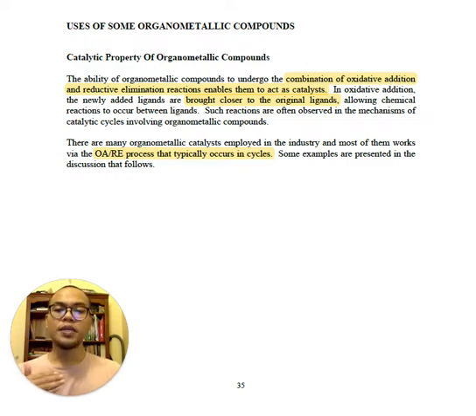Now, in order to be a good catalyst, your organometallic compounds must be able to undergo two processes: reductive elimination and oxidative addition. We have learned these two chemical reactions in the previous video, and I do hope you still remember what they are, what changes are involved before and after the reaction, and so on. So that's the first thing you have to understand, the chemical reactions behind the catalytic activities of your organometallic compounds. And the second one would be the effective atomic number.